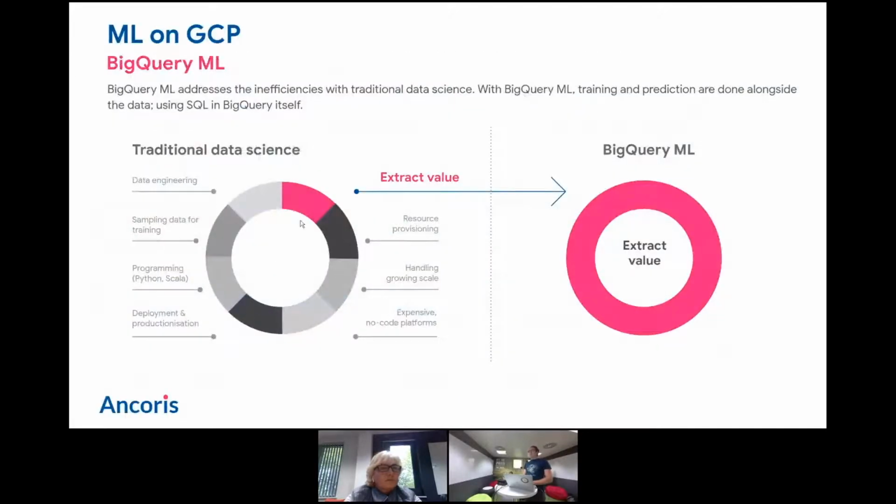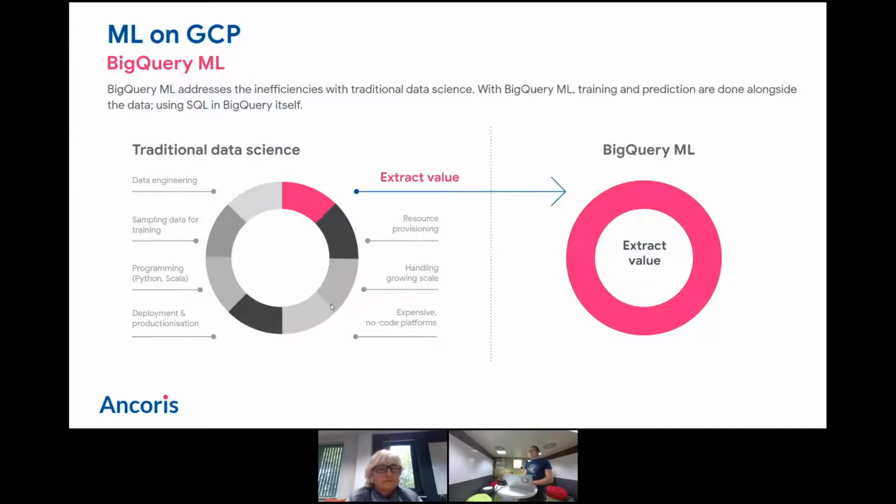And I think this slide's really good. This is what typical data science looks like, or traditional, which is kind of crazy. It's not been around that long, but already there's this idea of traditional data science. And you're doing all of these different activities. So you're doing data engineering, sampling data, you're programming in things like Python and Scala, you're trying to deploy it and productionize it. You're resource provisioning, so you're spinning up different compute engines, you're having to move data around, all these different activities. The actual value add is relatively small. So it's this kind of activity here.